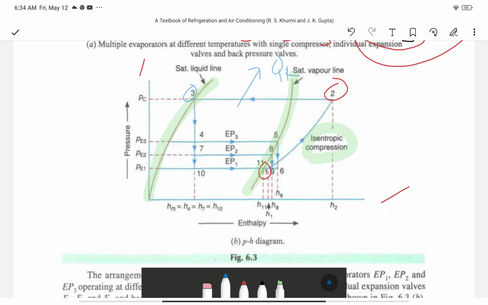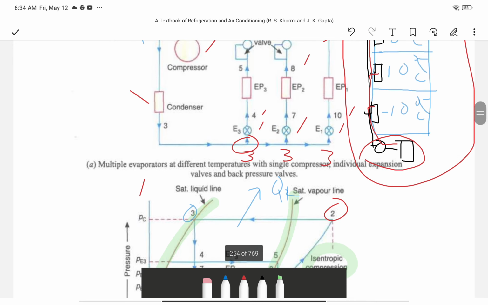Now from 3, suppose it enters the T junction here, this point, and it passes through E3 or expansion valve 3. Just suppose a portion of that passes through E3 because there is a junction 3 here, right? We have a junction here.